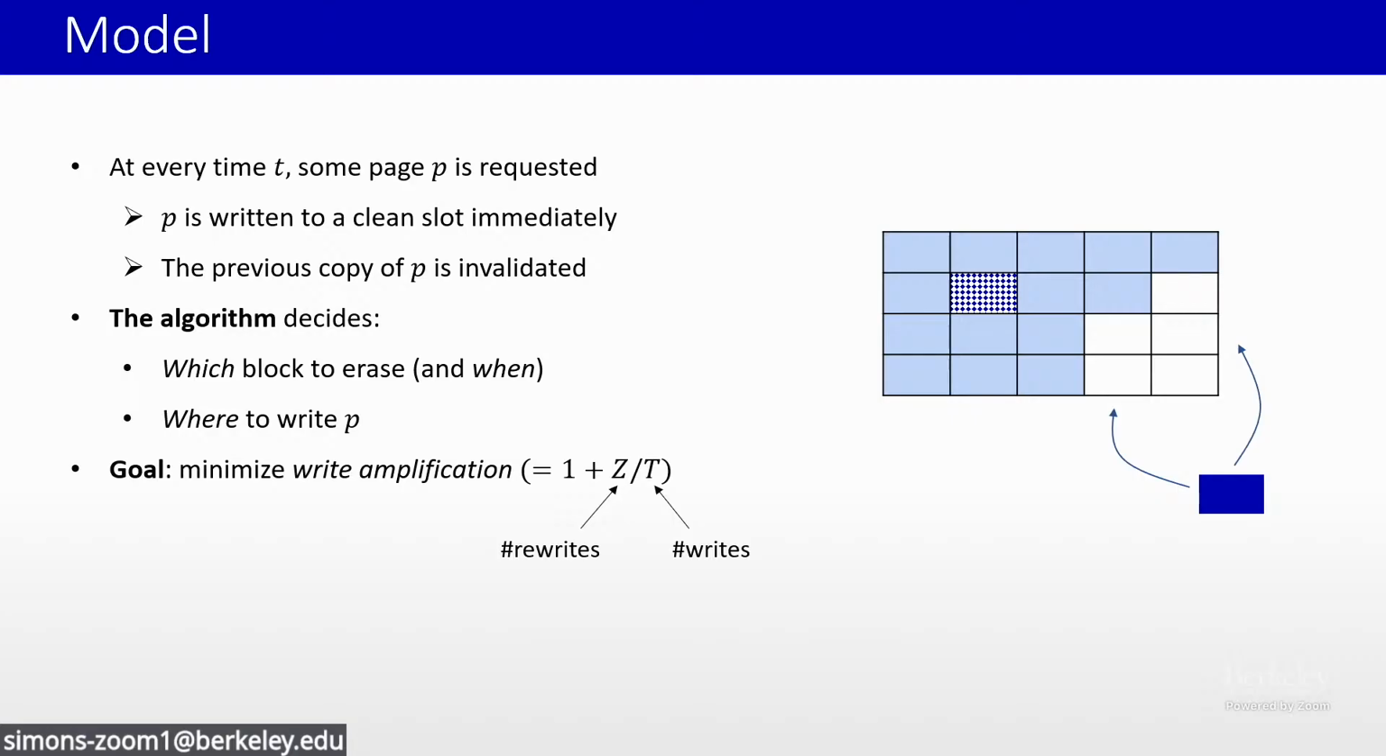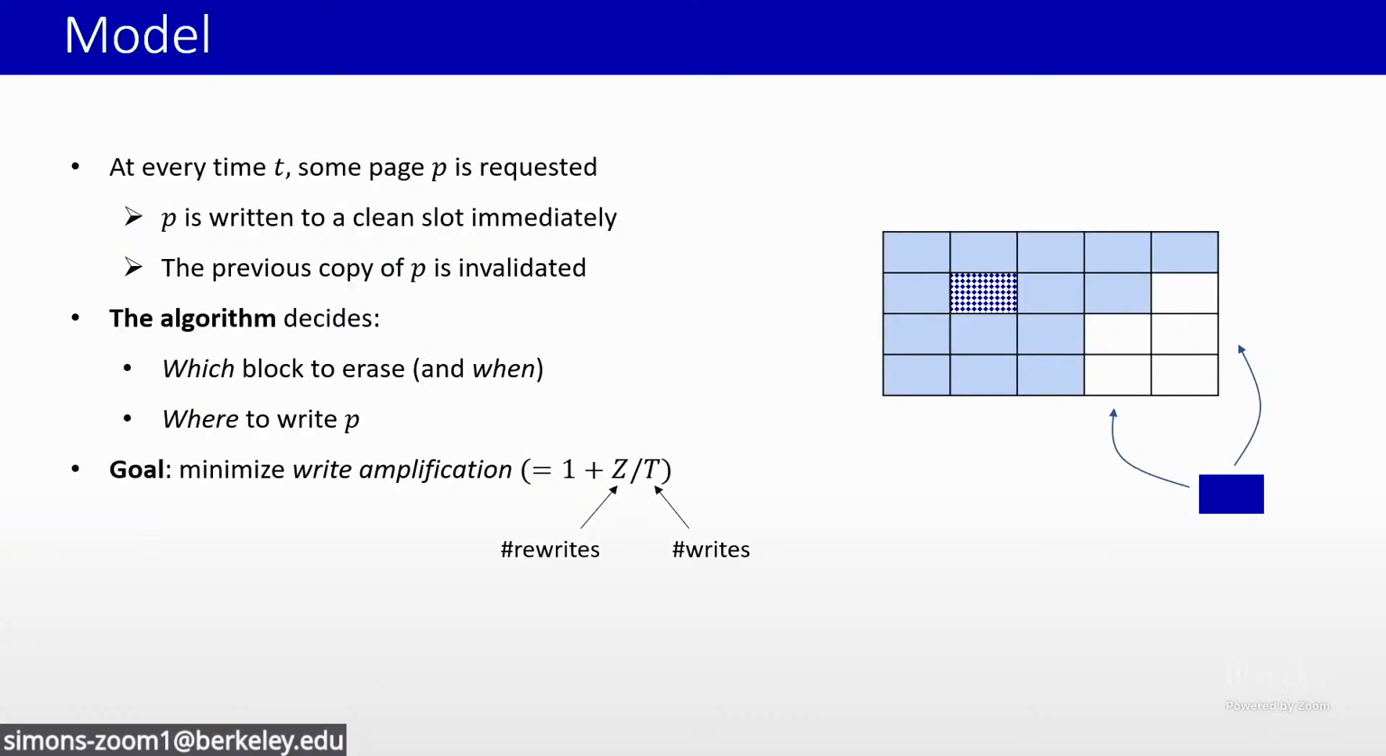As I said before, we have this stream of pages over time. At any time t, some page p is requested, we need to write it, and we have to write it into a clean slot in the SSD, and the previous copy is now invalidated. So the algorithm for managing the SSD has to make two kinds of decisions. First, which block to erase, and of course, when. And the second one is where we are going to write the new page P.